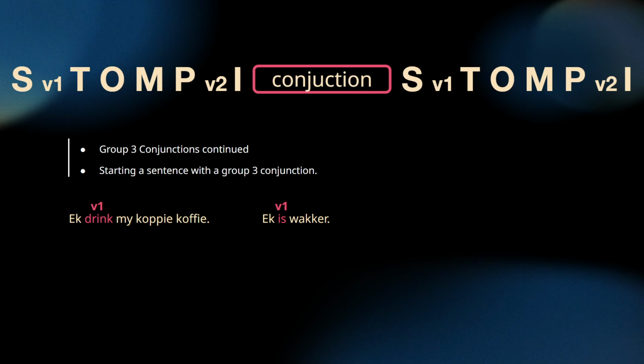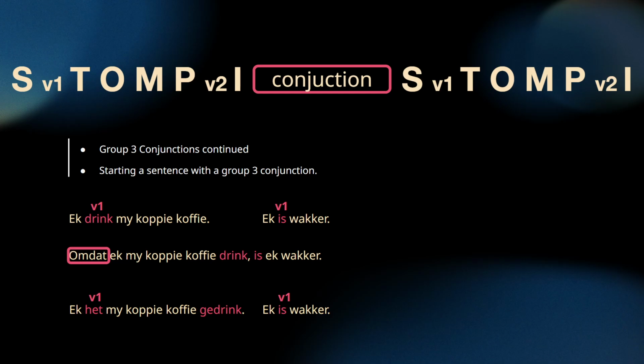So let's take a look at an example. Ek drink my koppie koffie. I've identified verb 1. Ek is wakker. I am awake. I've identified verb 1. So if I now begin with a group 3 conjunction, omdat, verb 1 in the first sentence, drink, is moved to the second verb position. And in the second sentence, verb 1 is moved to the front of its own sentence. Omdat ek my koppie koffie drink, is ek wakker. Because I drink my cup of coffee, I am awake.